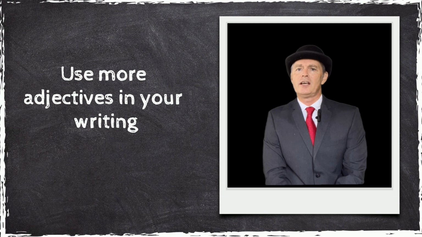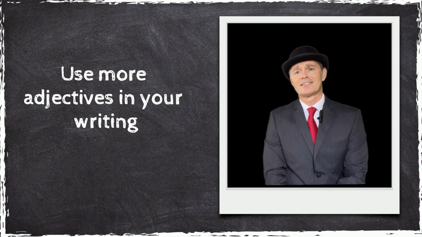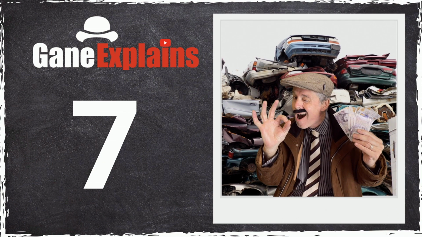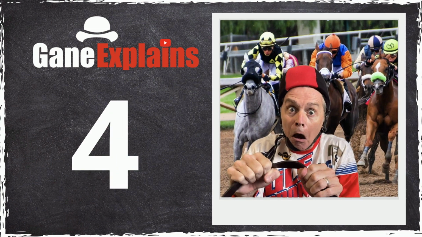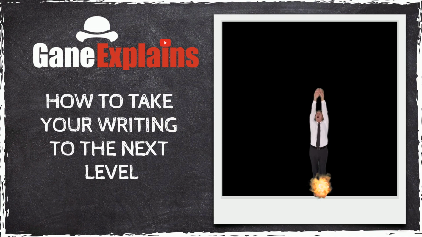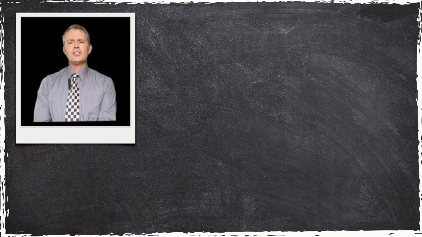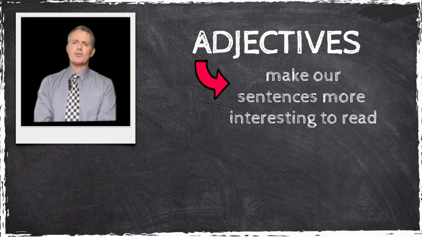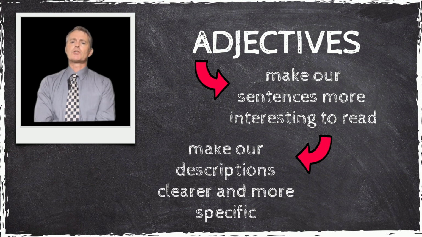In this tutorial, you'll learn to use adjectives to add more detail to your descriptions. An adjective is a describing word that tells us more about a noun. Adjectives make our sentences more interesting to read, and they can make our descriptions clearer and more specific.